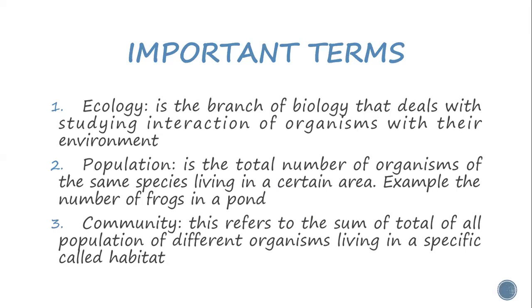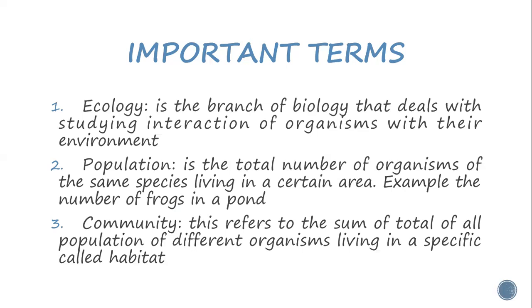Then there is population. Population is the total number of organisms of the same species that live within a certain area. Take an example, the number of frogs in a pond. That's what we call a population. The total number of organisms that occur within a given place. These organisms are of the same species.